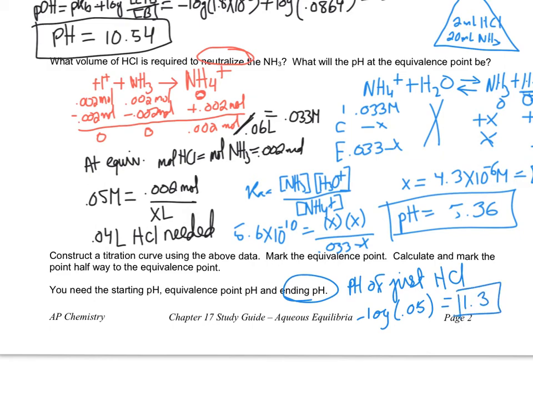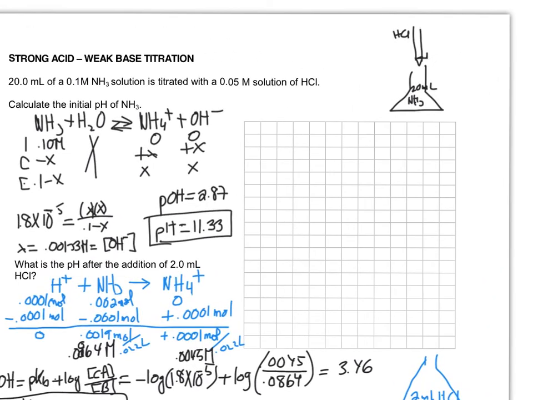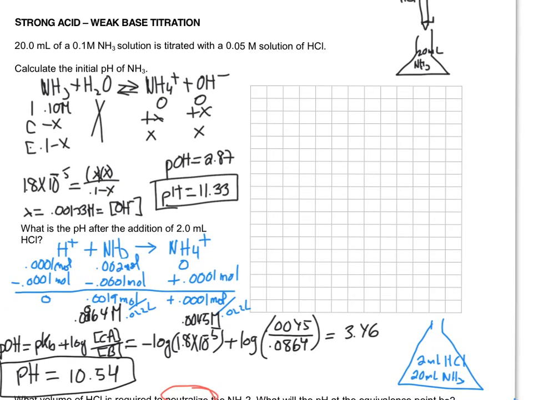All right, so back to my curve here. I just labeled my axes here. I have my pH on the y-axis, and then my volume of HCl, since that's what I'm adding here. So let's see, my starting pH was 11.13, so it should be somewhere about there. My equivalence point was after 40 mL, and it was 5.36, so somewhere here.